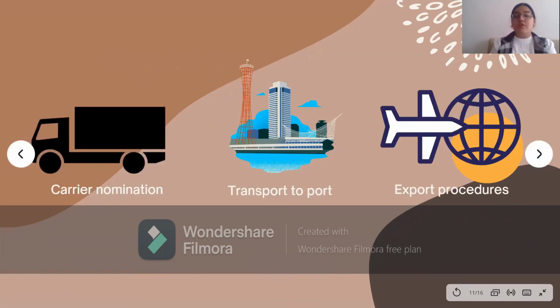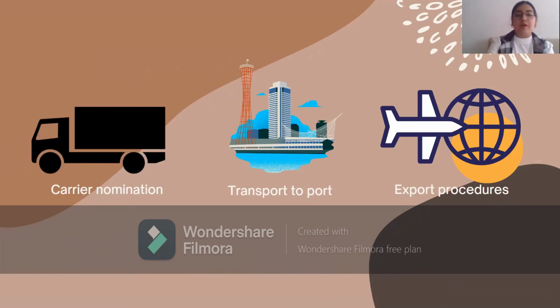Stage number four is the carrier nomination. This depends on the agreed Incoterm. The exporter or importer will have to nominate a freight forwarder or a transport company who will take charge of the international logistics.